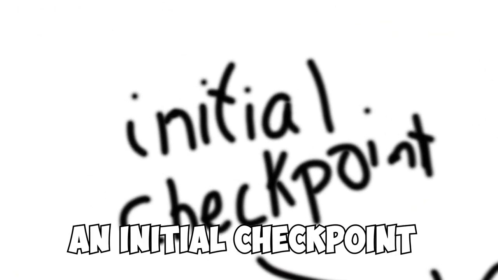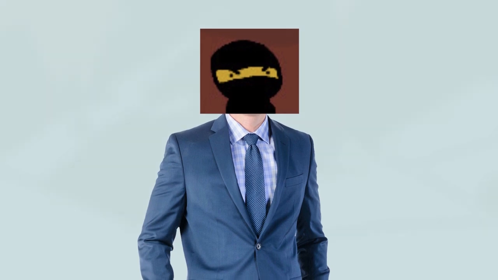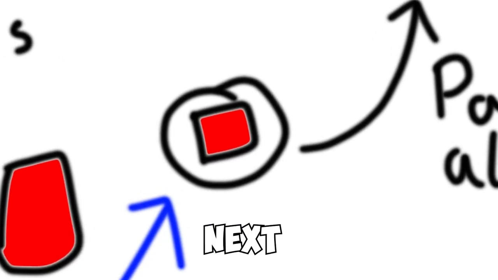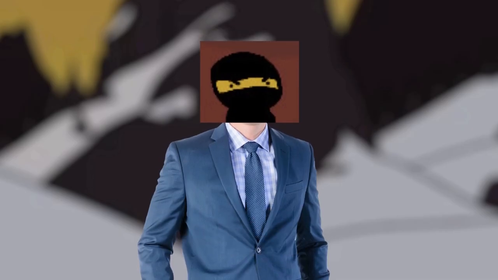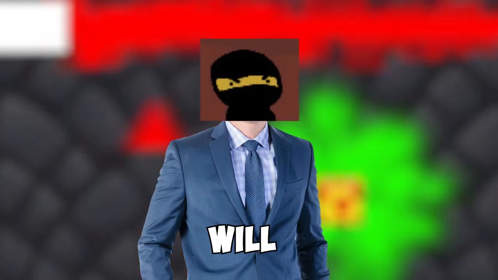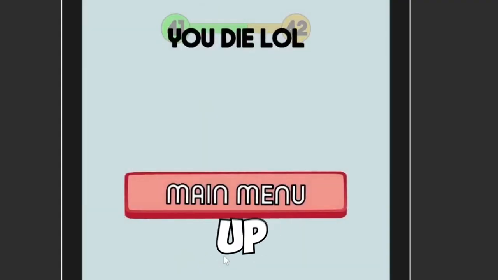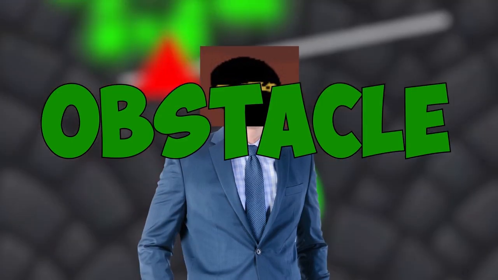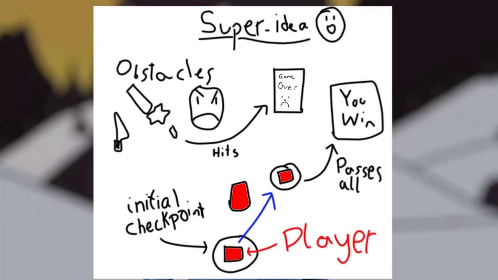player spawn in an initial checkpoint and by tapping the screen, the player dashes to the next checkpoint. But it won't be so easy, because there will be some obstacles that will prevent you to go from checkpoint to checkpoint. And if you collide with one of those obstacles, you will die and the game over screen will pop up. But if you dodge every obstacle, you will successfully finish the level.